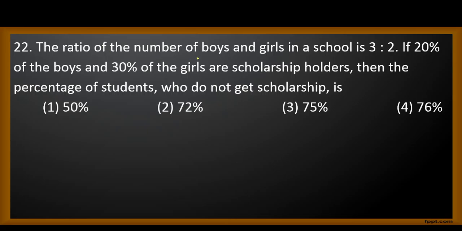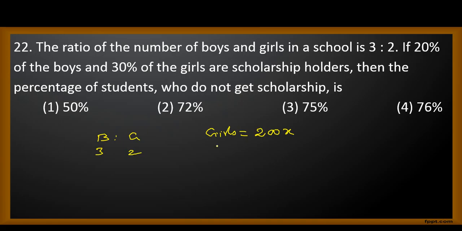The ratio of the number of boys and girls in a school is 3:2. Boys to girls ratio, what is given? 3:2. If 20% of the boys and 30% of the girls are scholarship holders, the percentage of students who do not get a scholarship is. Assume the number of girls is equivalent to how much? Assume 200x, because as you're dealing with percentage, it is always better to take a multiple of 100.